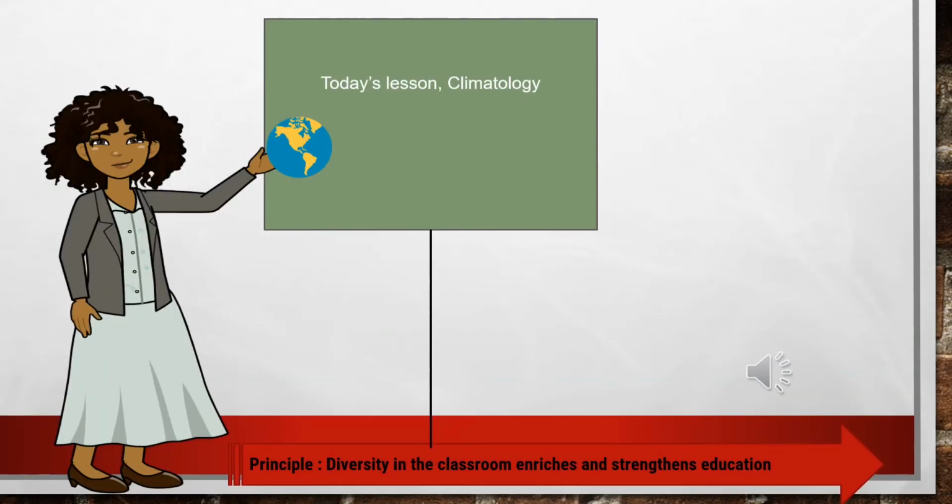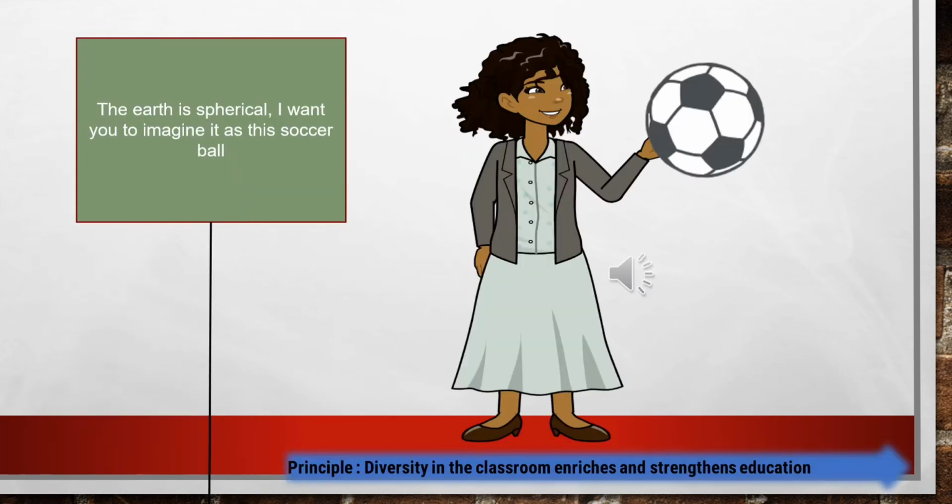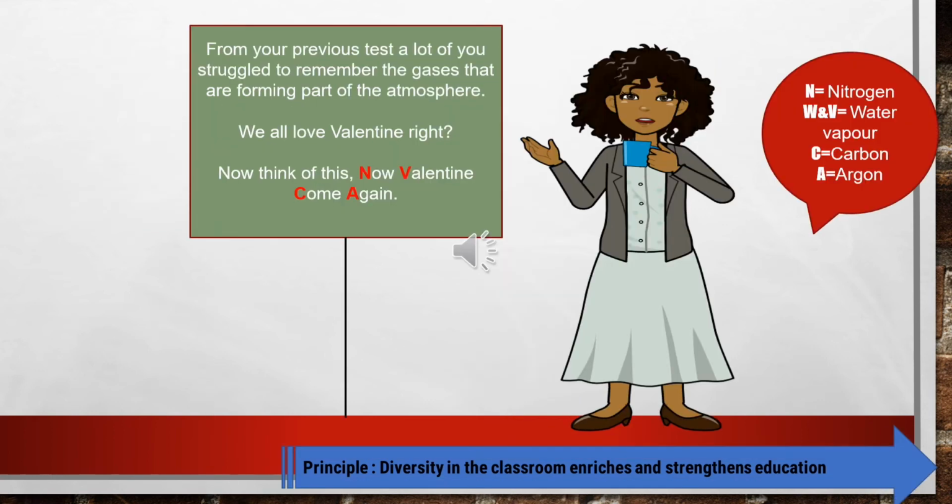Good morning, class. Today's lesson will be on climatology. The earth is spherical. Now, I want you to imagine it as this ball. From the previous test, a lot of you struggle to remember the gases that form part of the atmosphere. We all love Valentine, right? Now, think of this. Now, Valentine come again. And nitrogen, the W and the V, water vapor. C, carbon. A, argon.